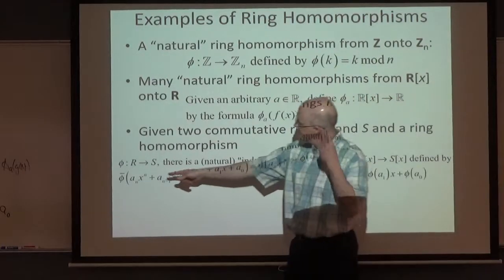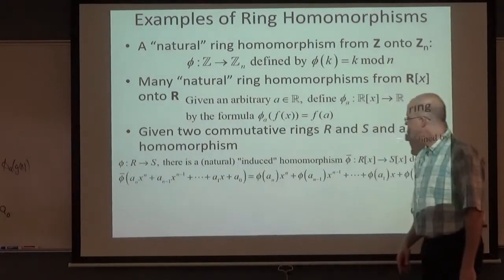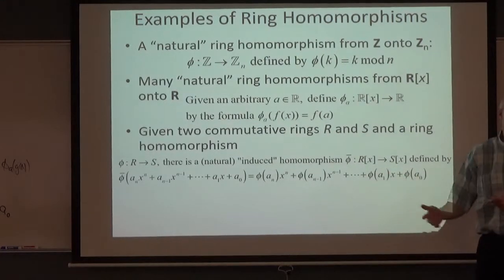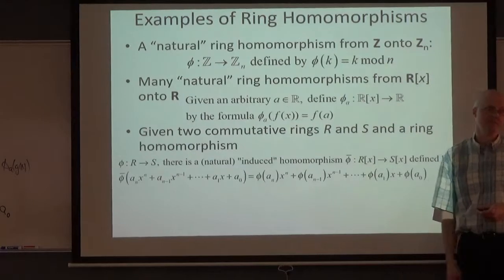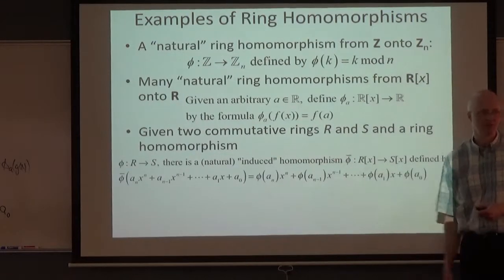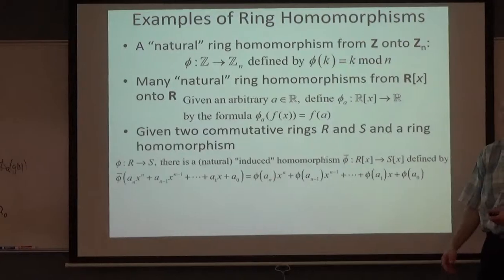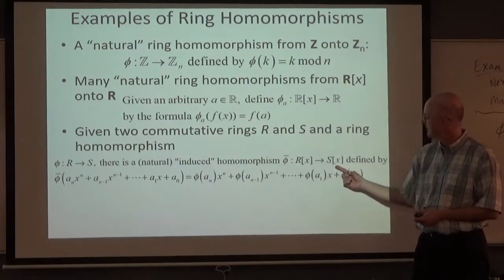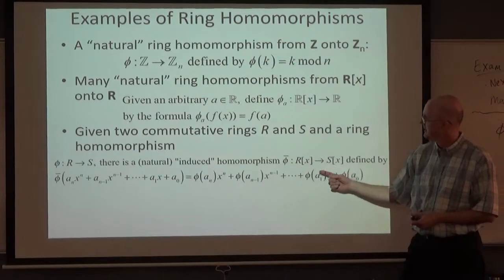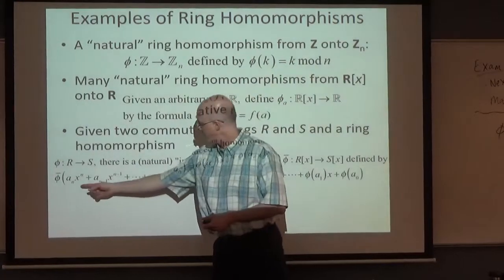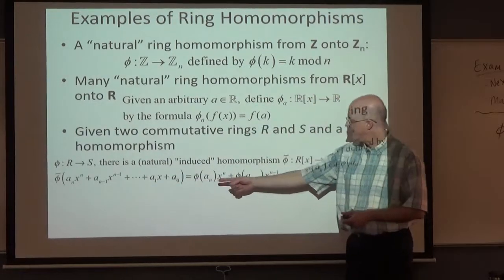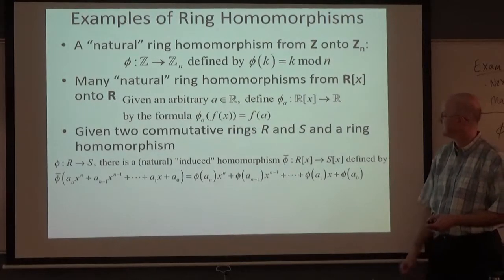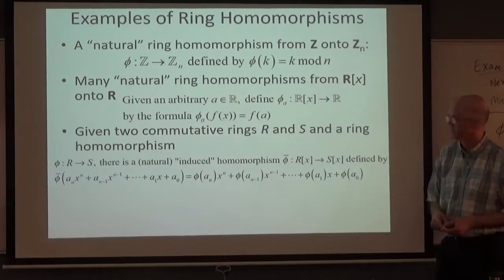Given a ring homomorphism from R to S, there's a natural induced homomorphism, a homomorphism that comes from the original one. It's based on the original one. Call it phi bar, from this polynomial ring to this polynomial ring. Polynomials with coefficients in R, polynomials with coefficients in S. Take an arbitrary polynomial with coefficients in R, those a's are in R, and map it to the natural corresponding polynomial with coefficients in S. These phi of a's are elements of S.